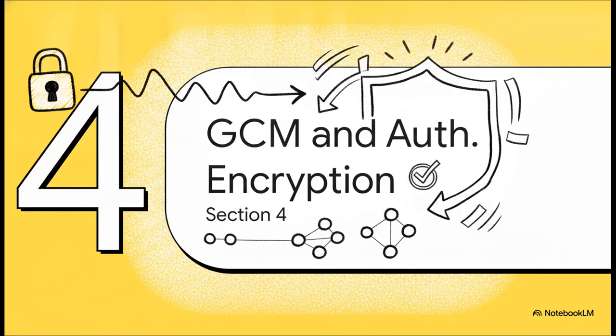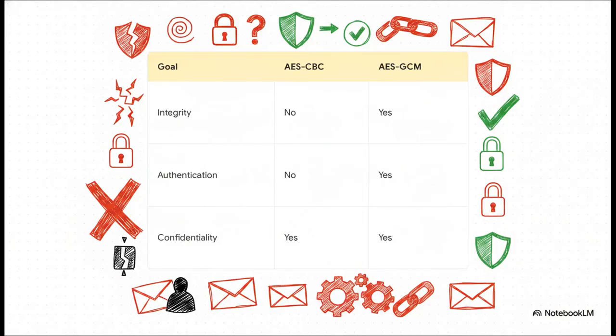That brings us to Section 4, GCM and authenticated encryption. That bit-flipping limitation highlights why we need a system that doesn't just keep secrets, but actually guarantees the mathematical truth of the data. Think about the fundamental goals of cryptography for a second. AES-CBC gives us confidentiality for sure, but it fails completely on integrity and authentication. This is exactly why the industry moved to Galois/Counter Mode, universally known as GCM. GCM is the absolute supreme standard today because it provides all three.